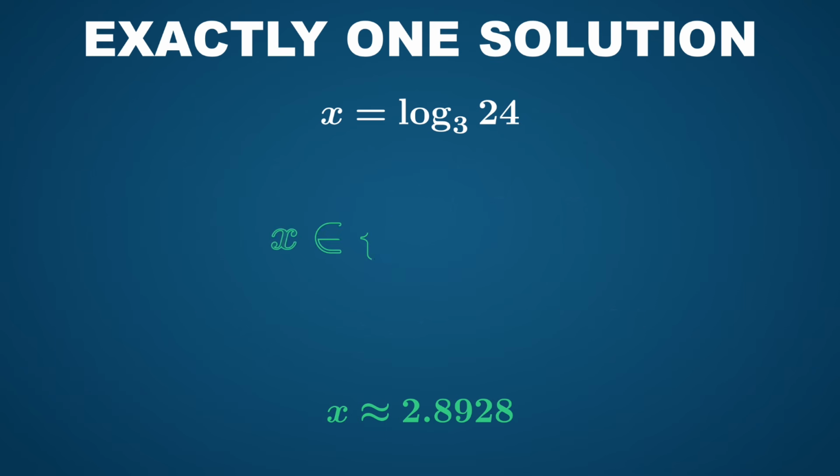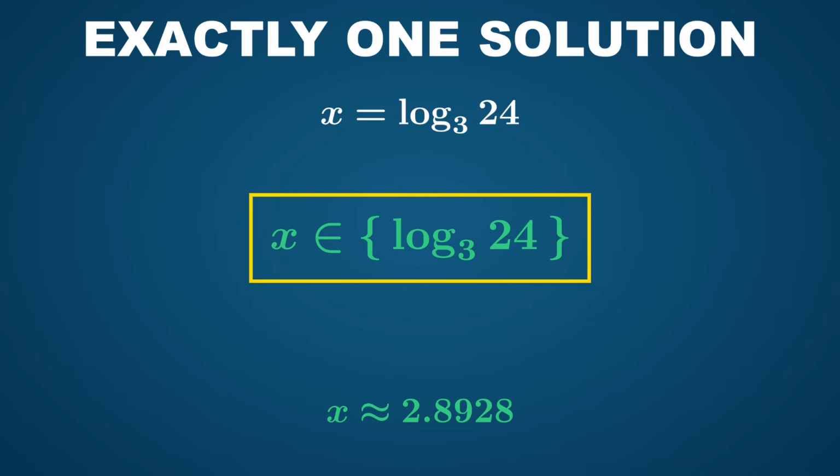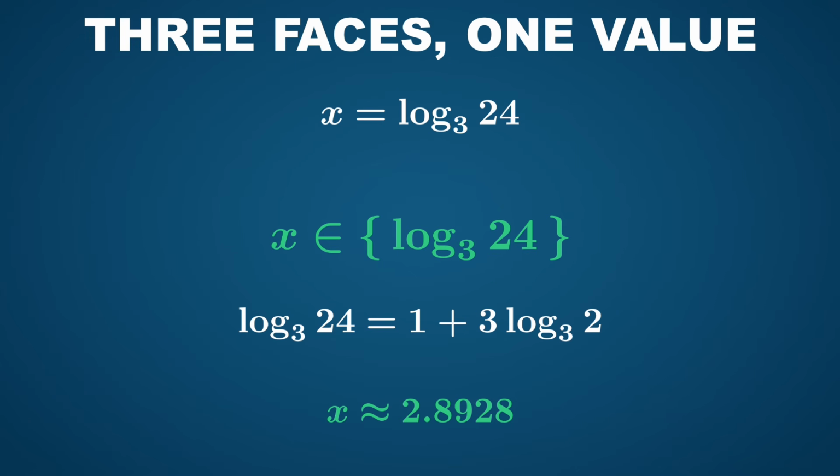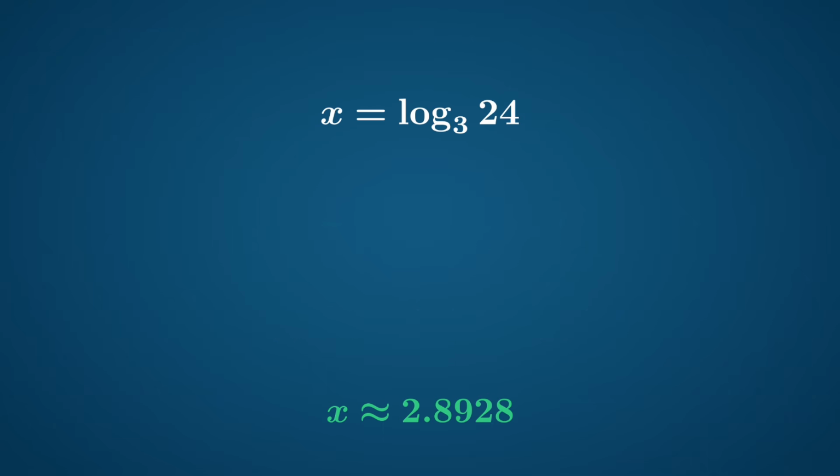On the reals, that is the only value of x we can have, so the solution set contains a single number. That number is log base 3 of 24. We can also write it as 1 plus 3 log base 3 of 2. As a decimal, it is about 2.8928. All three of these are just different faces of one value. Writing the exact form avoids any rounding error.